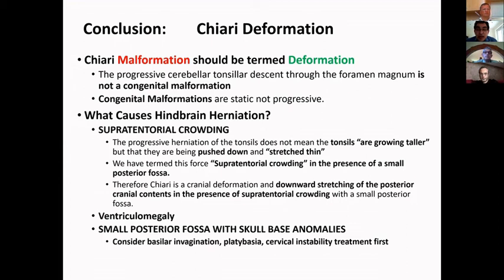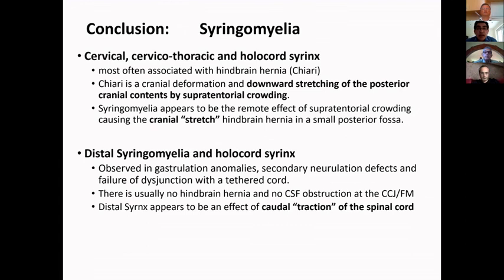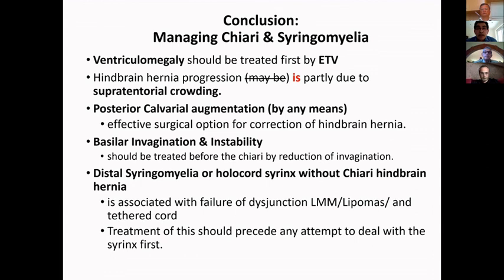The small posterior fossa is often associated, in nearly 50% of cases, with skull-base anomalies, and those require treatment first before anything else. The syringomyelia can be caused by what we call blockage of the foramen magnum or a caudal traction of the spinal cord. And this is a summary of what I've just told you, that this is how we treat our patients.